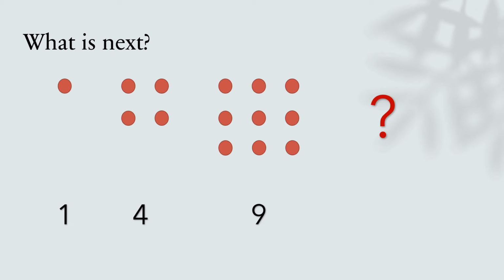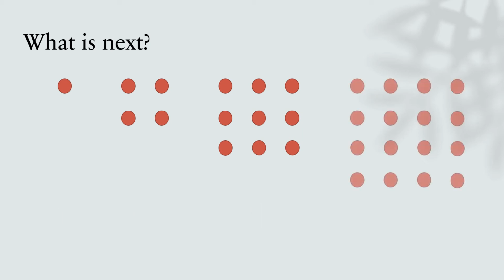Let's have this example where there is a figure, and this is 1. So there's a number 1 here. There are 4 dots, and there is 4 and 9. So the question is, what is next? The next term is 16.